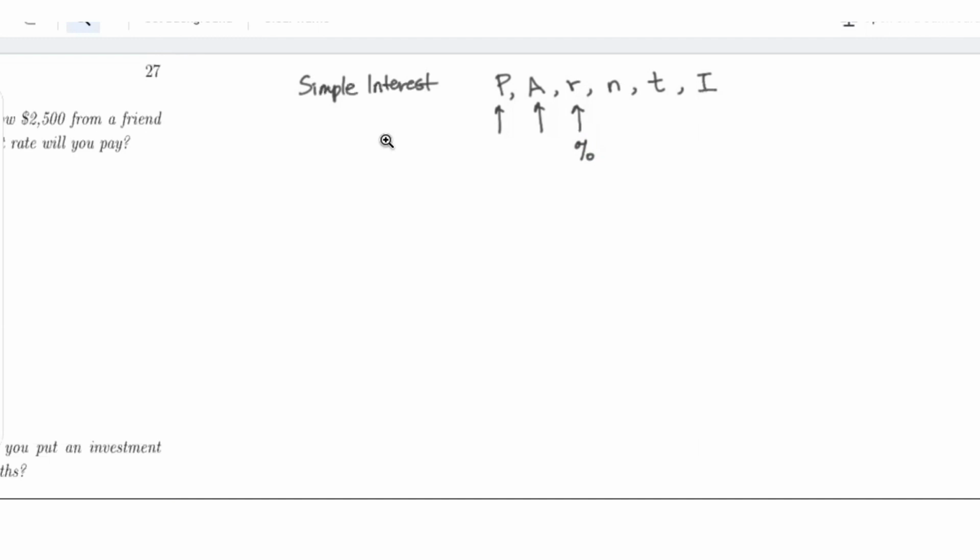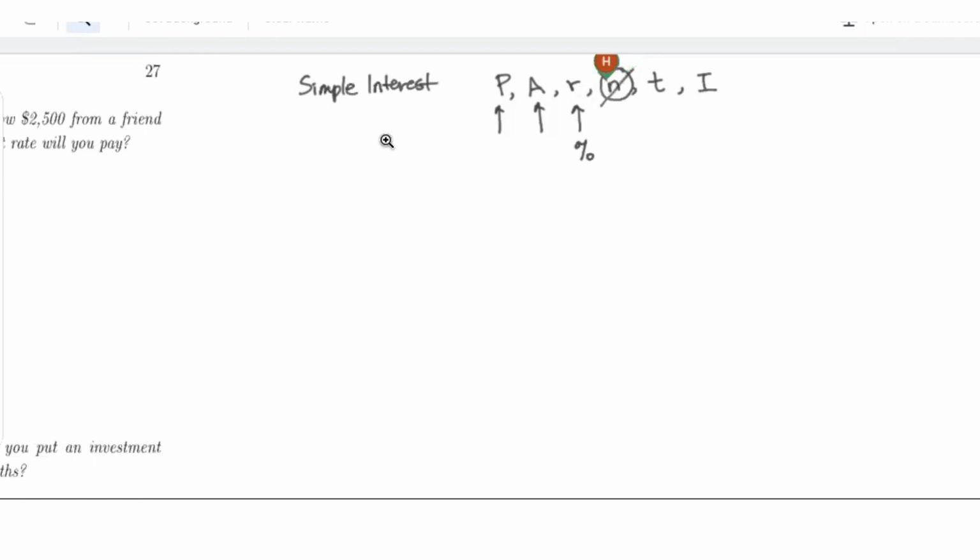N, on the other hand, we do not use in simple interest. N is used in compound interest. N is the number of interest payments per year. For monthly payments, N equals 12. For weekly payments, N equals 52. For daily payments, N equals 365. But for simple interest we don't need it.